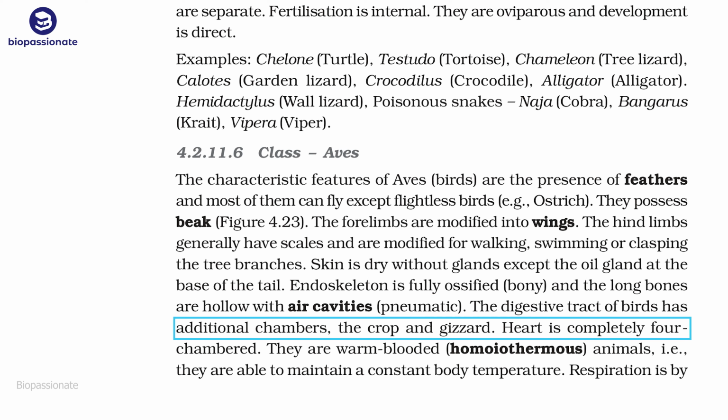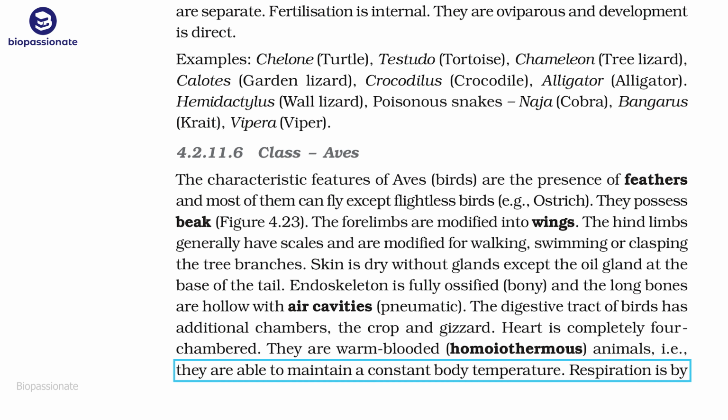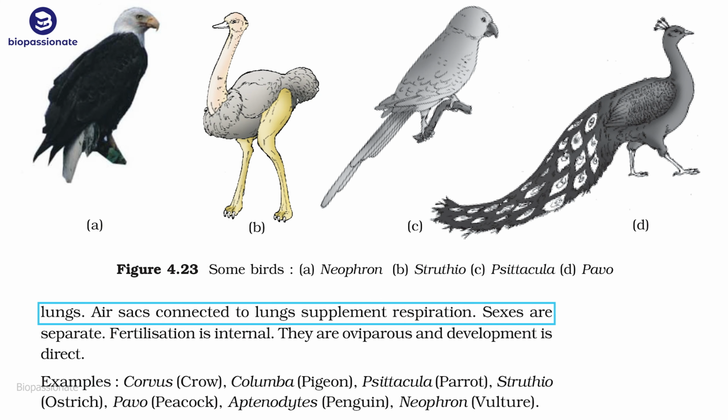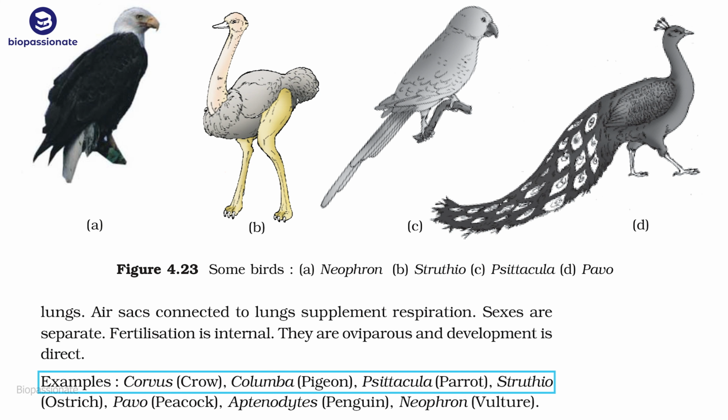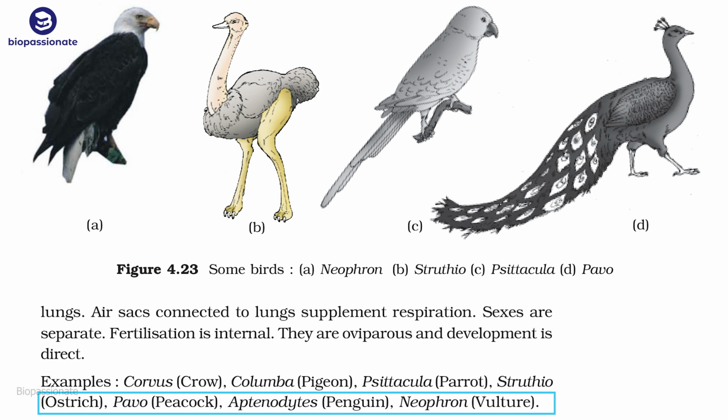Heart is completely four-chambered. They are warm-blooded or homeothermous animals. That is, they are able to maintain a constant body temperature. Respiration is by lungs. Air sacs connected to lungs supplement respiration. Sexes are separate. Fertilization is internal. They are oviparous and development is direct. Examples: Corvus, crow; Columba, pigeon; Psittacula, parrot; Struthio, ostrich; Pavo, peacock; Aptenodytes, penguin; Neophron, vulture.